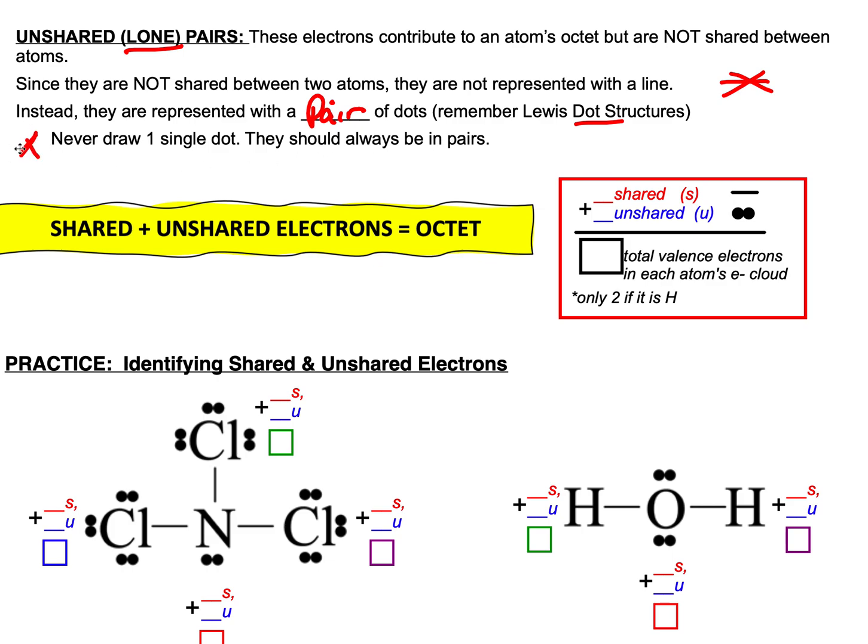Little side note here, never, ever draw one single dot. If you're ever doing that, you're doing something wrong. Anytime you draw dots, they should always be in pairs. And again, pair means two. So if you add up the shared, which is our lines, all of our shared electrons, and all of the unshared electrons, which are the dots, you should end up with the octet. And unless it's hydrogen, it means 8. Hydrogen means 2. So if you add up all the shared and unshared, you should typically get 8.